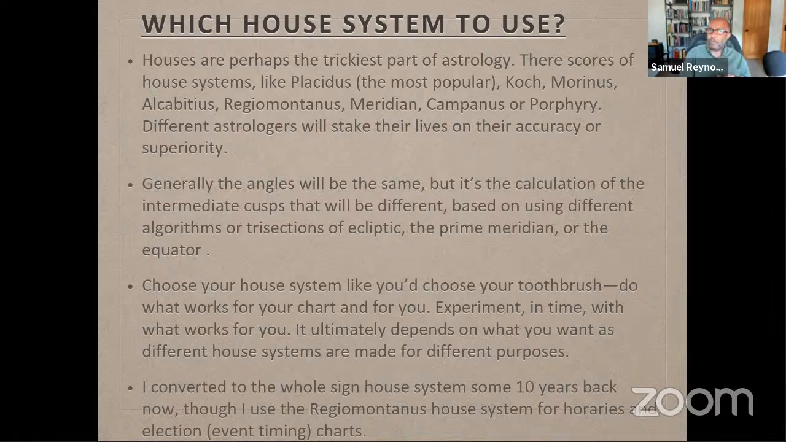But what would be fair is if you are experimenting and you're still being a student, you may look at a bevy of charts, say 10, 20 or more with Regiomontanus. You may look at yours, including yours, with Porphyry. You may look at yours with whole sign houses.